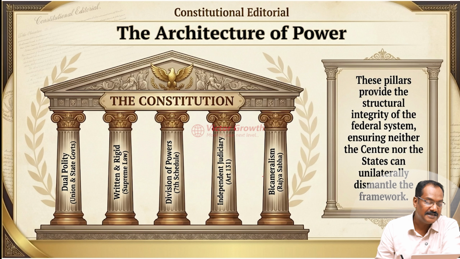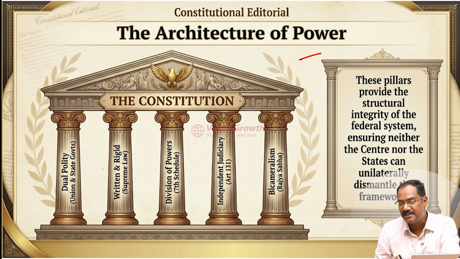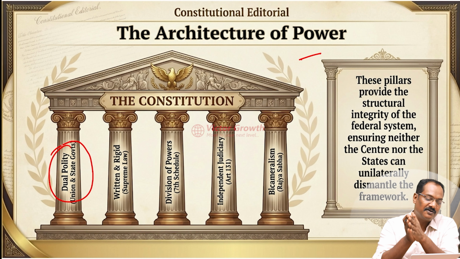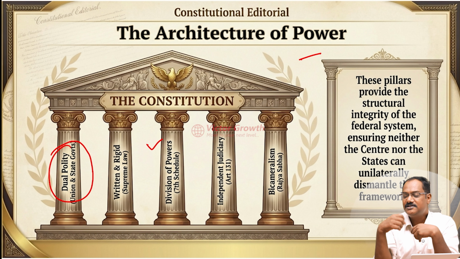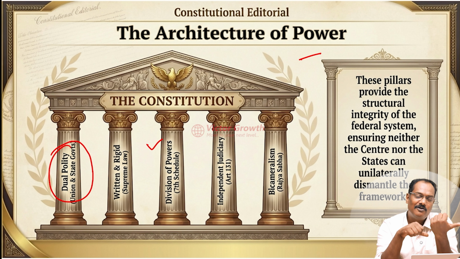Architecture of the power. The Constitution says that there is a dual polity. Dual polity means there is Schedule 7 of the Constitution, a division of power: something the central government can do, something the state government can do. A written and rigid constitution is an important characteristic of federalism, because there is ambiguity whether it is a power of the union government or of the state government. That ambiguity can be removed if there is a written constitution. It is not easy to amend the constitution; it is rigid, and you need a special majority. These are the things which make India a federal country.